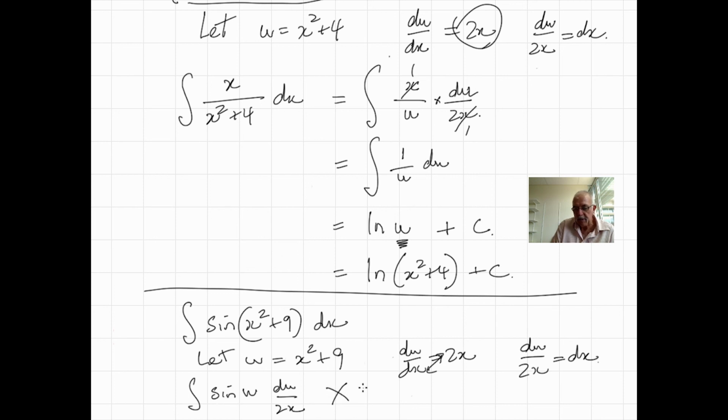So integration by substitution does not work, and we would have to use some other sort of process to do that, which will be covered in Maths 1B. So it does not work in this situation. The x's have got to cancel out like we've had up here for it to work.